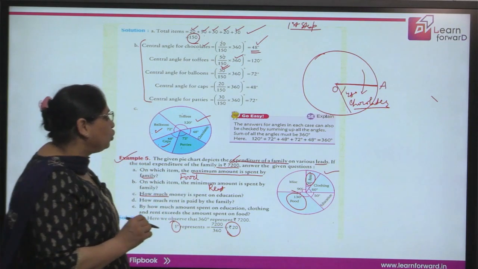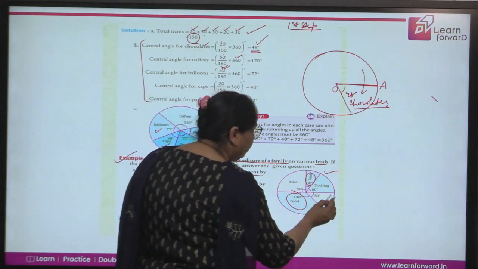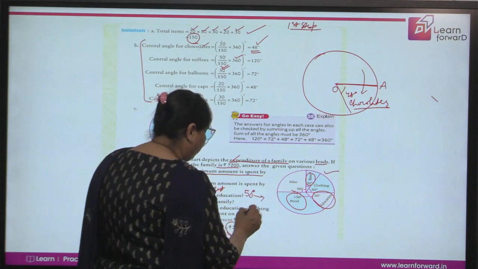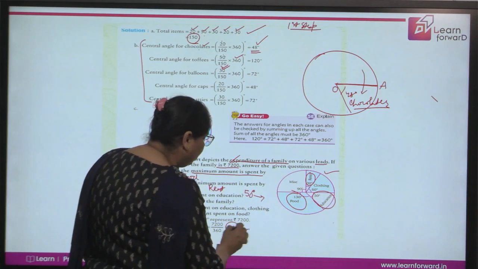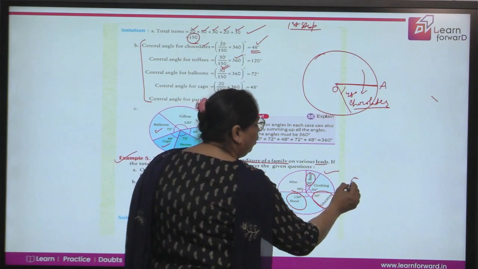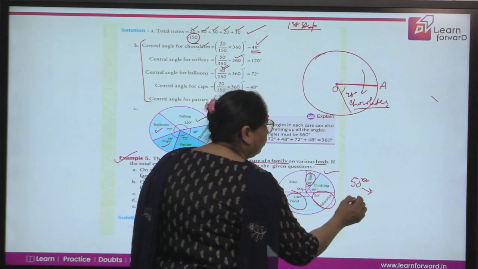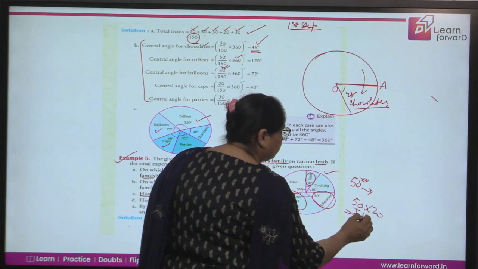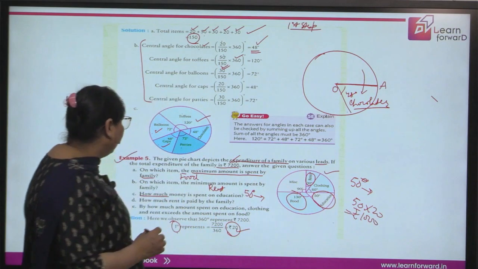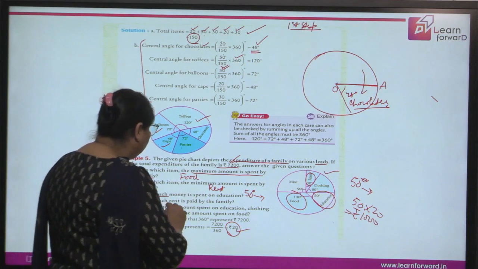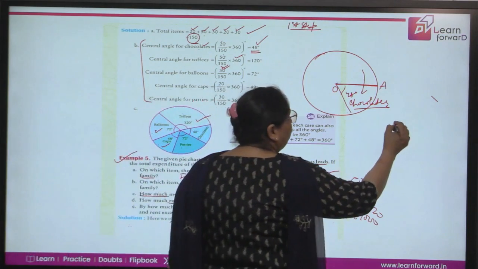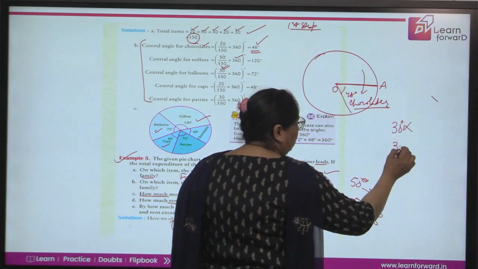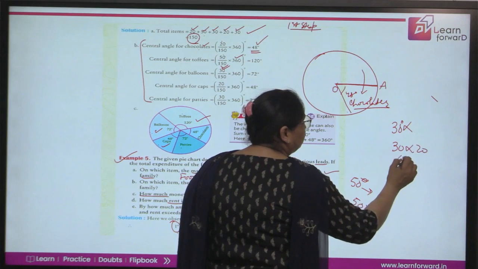For that, we have to solve education, 50 degrees. We have seen that 1 degree represents 20 rupees, so 50 degrees will represent 50 into 20, that is 1000 rupees on education. How much rent is paid? That is 30 degrees into 20, that is 600.